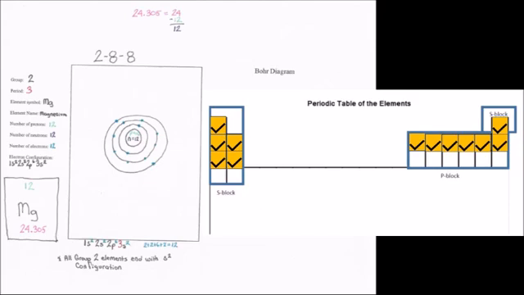My second shell holds 1, 2, 3, 4, 5, 6, 7, 8 electrons. And my third shell, period 3, holds 1, 2. So group 2 elements gives me 2 electrons on that last shell.